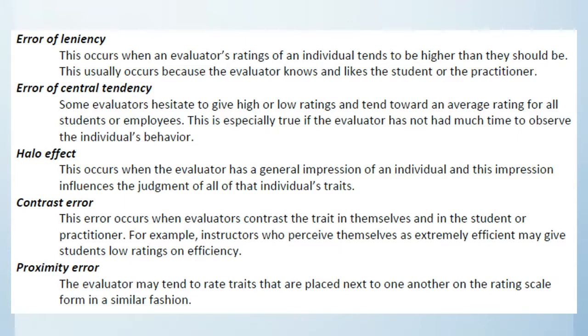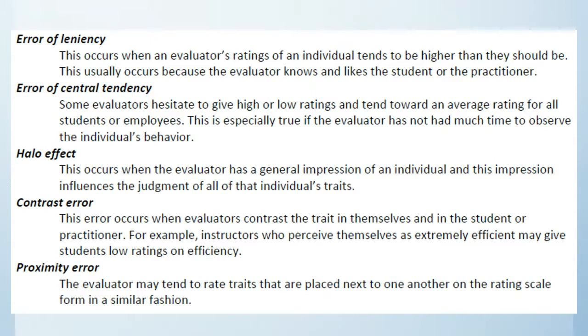Whereas with the error of central tendency, some evaluators don't really want to give all 5s or all 1s, and they just go, okay, I'm just going to hover around the 3 and 4 range and give everyone an average. This is especially true if the instructor hasn't had time to observe the individual's behavior. This happens a lot with supervisors, where they're doing their supervisor thing, but they're not in the lab watching someone all the time. So they're like, I'm just guessing, so I'm just going to pick the middle.